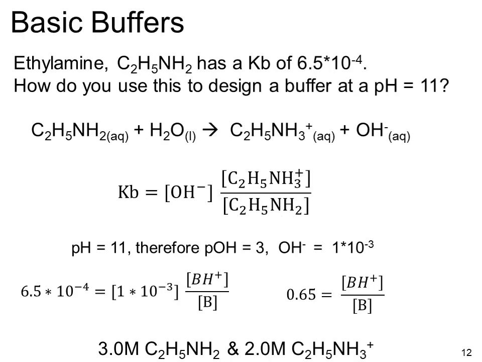Now, the process for identifying and making a basic buffer is very similar to making an acidic buffer. We want to look at a ratio of base to conjugate acid that gives us the final OH minus concentration that we want. So if you're looking at a buffer like ethylamine, we know the Kb, we know the pH we want, we can set up our Kb equation and find a ratio where Kb and OH minus are equal.